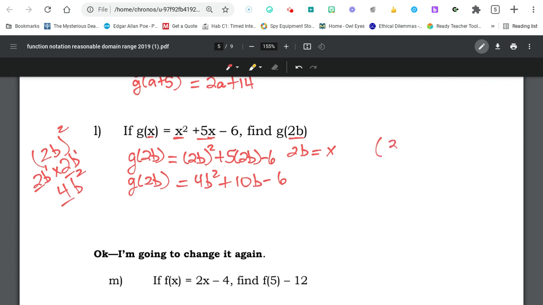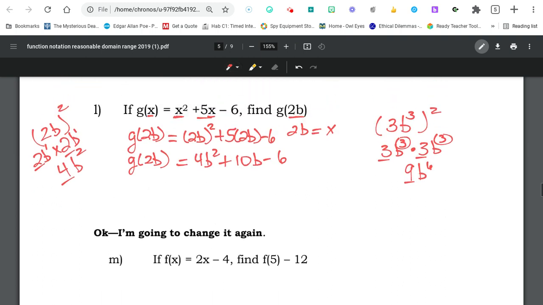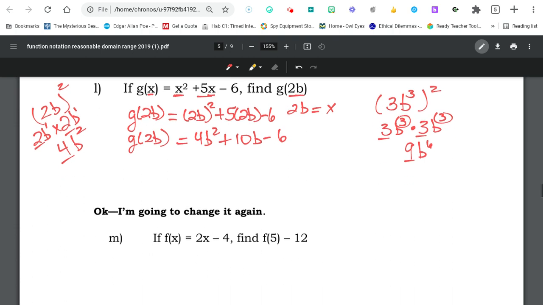If you ended up with something like 3b cubed squared, it's just 3b cubed times 3b cubed, which is 9b to the 6th power, because 3 b's plus 3 more b's make 6 b's, but 3 times 3 is 9. Just to reiterate that. You learned that last year, but you may not remember properties of exponents, okay?